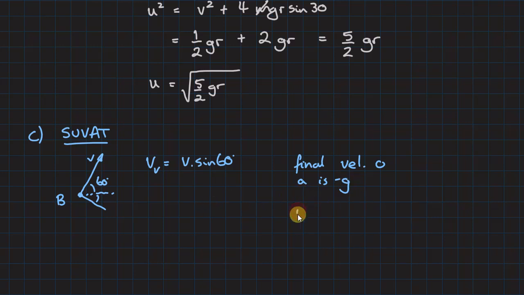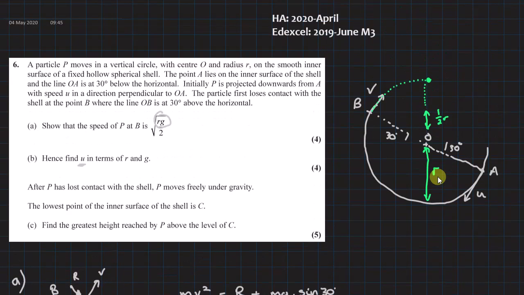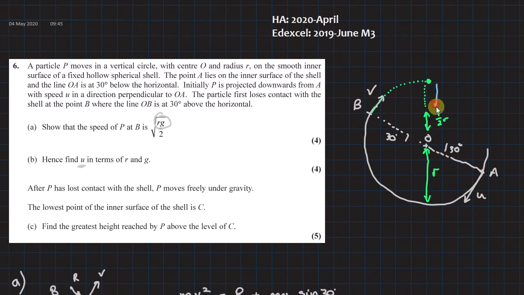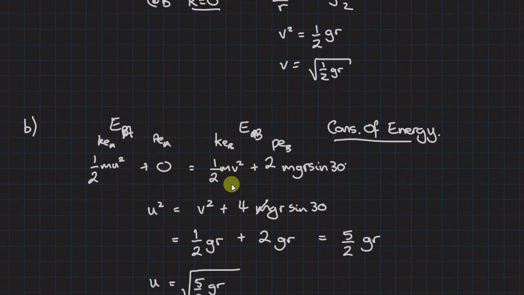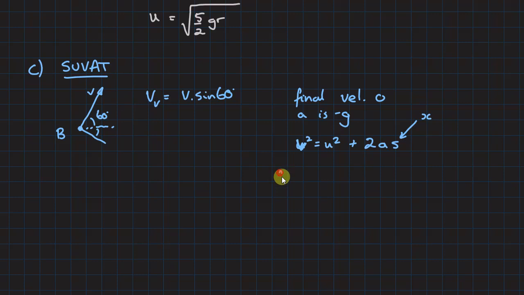So the SUVAT equation we're going to use is v squared equals u squared plus 2as. And this s is the height above our point. So we've got a height here, x. It's above the point B to the maximum height. Okay. Put the bits in. So v squared is 1/2 gr. U squared is 5/2 gr.